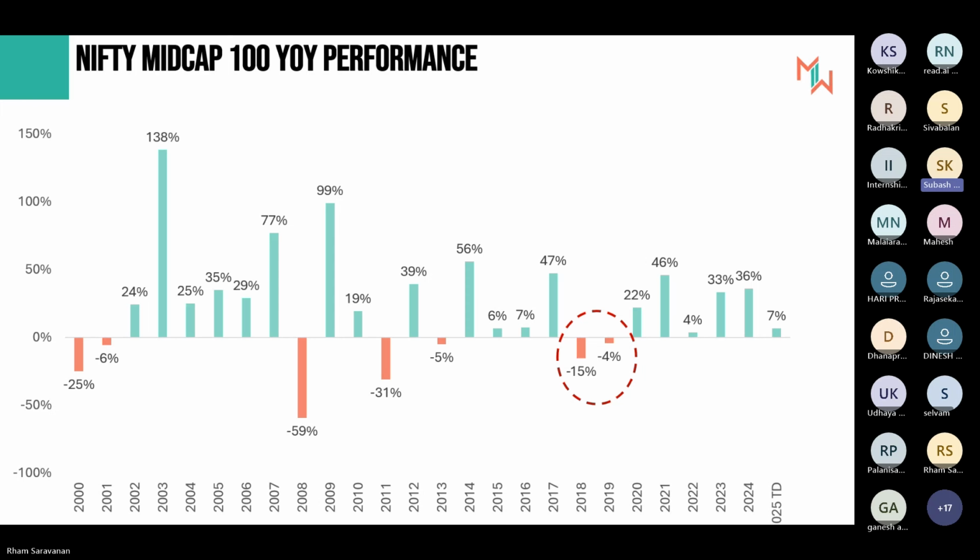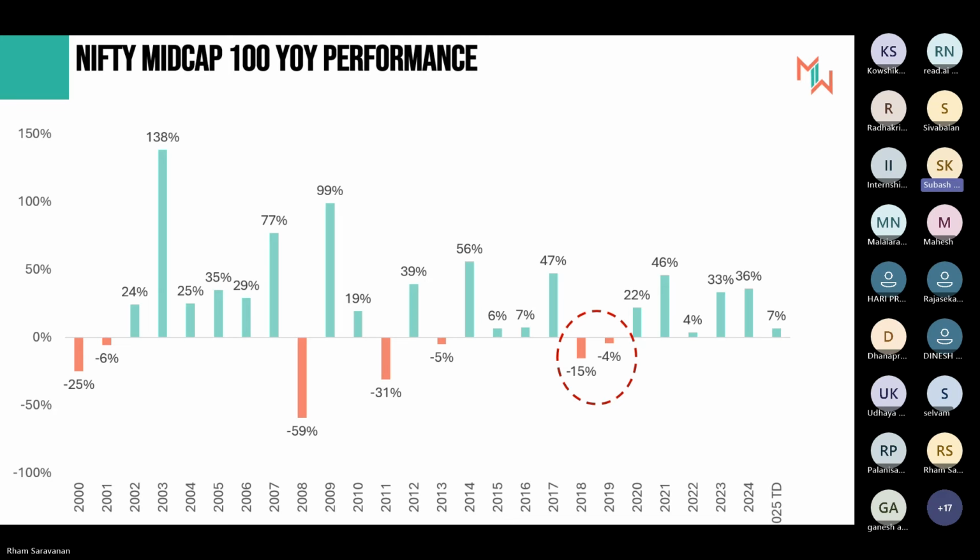This is the mid-cap year-on-year performance. If you see 2008, 11, 15, 18 and 20, all those years were very bad years. But after every 2 bad years, there are steady good years, about 5 good years.